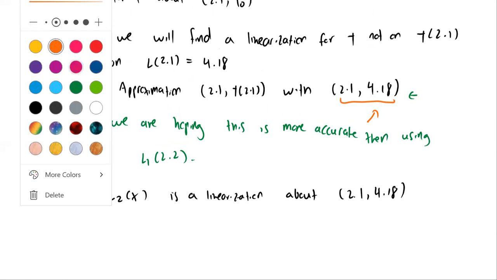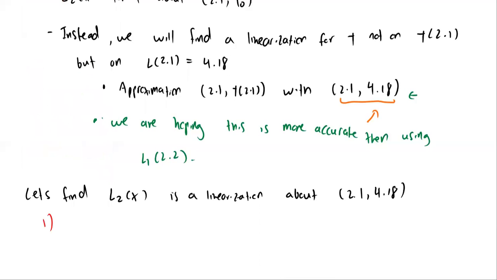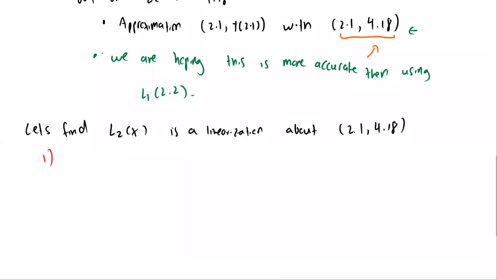So let me do it in red. All right, so we need two things. First, we need to find the equation of the line, right? That's what a linearization is. We need the derivative. So we need to find what dy/dx is at (2.1, 4.18).